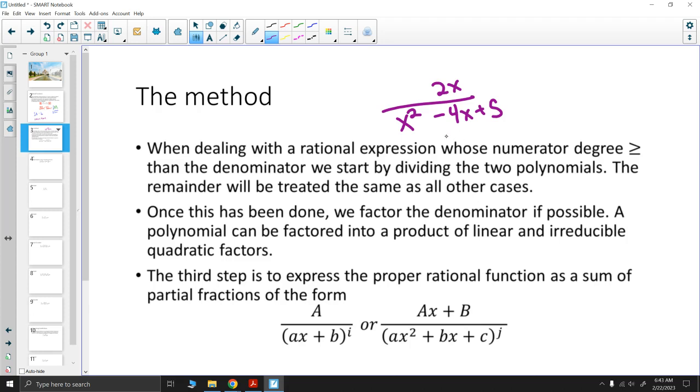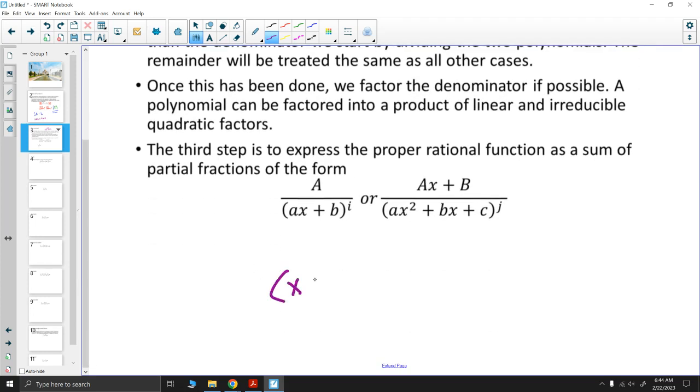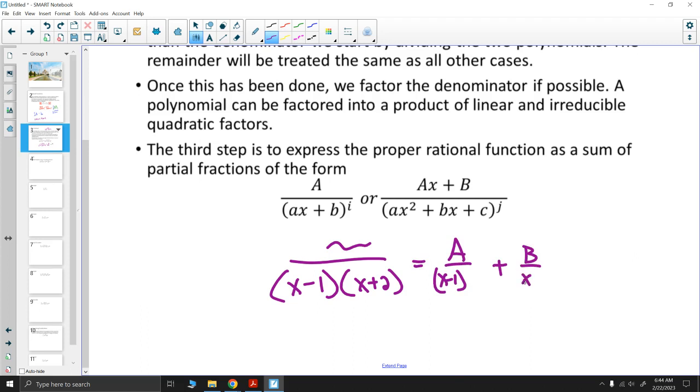So this is something that we might have. In either case, what we do is we split it up and use A's and B's and C's and D's, capital letters, to split this up. So what I mean by that is if we have something that factors down to, let's say, x minus 1, x plus 2, it doesn't really matter what this is. What we'll do is write this as A over x minus 1, plus B over x plus 2, and we will solve for A and B.